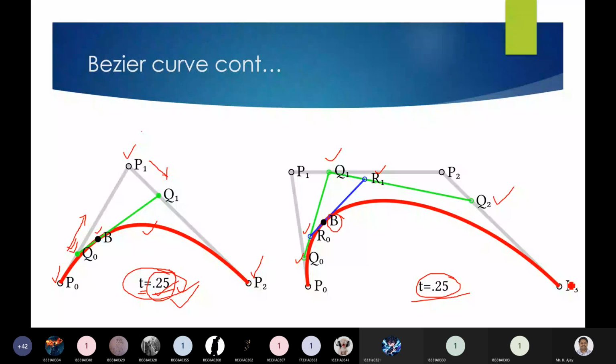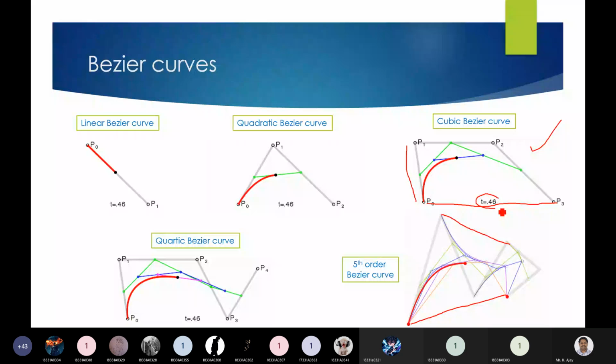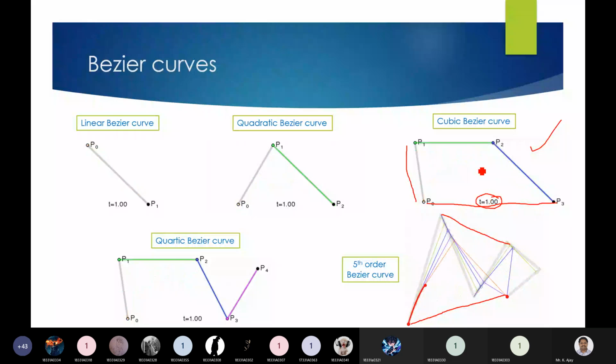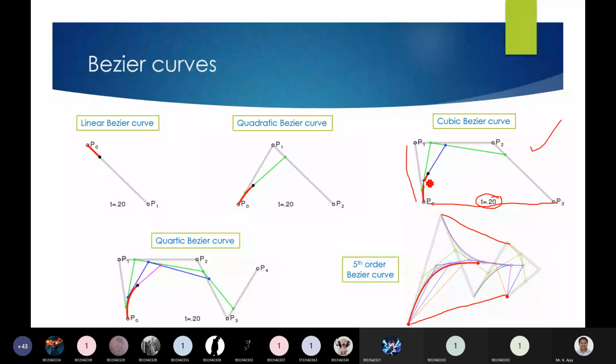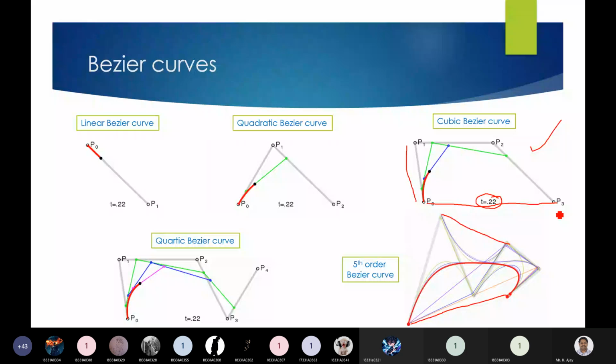Now if you go back to all these curves, look at this cubic Bezier curve. When t is varying from 0 to 1, this black dot starts from p0, takes care of the effect of all the control points, and finally merges to the final point p3, maintaining tangency to the first line as well as the last line of the Bezier polygon. Okay, is this clear to you? Are you following?